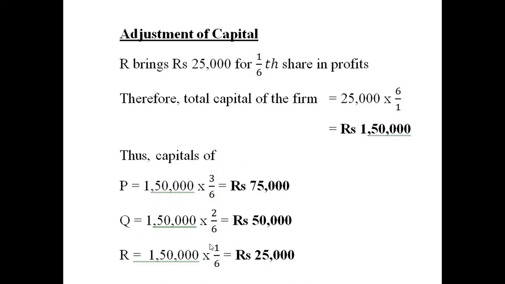Out there, 7 types of cases are mentioned, isn't it? So it is one of them: adjustment of capital of old partners as per the capital of new partner, which is simply called adjustment of capitals in profit sharing ratio. Now 1,50,000 is the total capital, and this 1,50,000 will be shared between P, Q and R as per the ratio of 3:2:1.